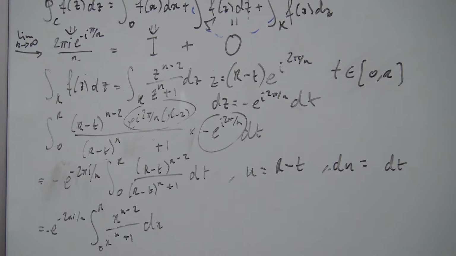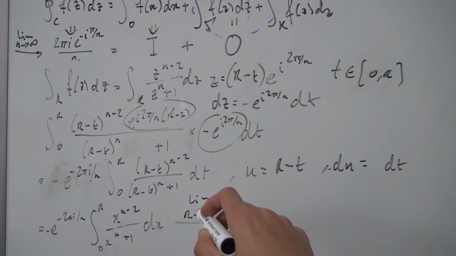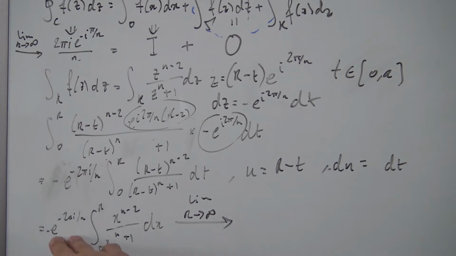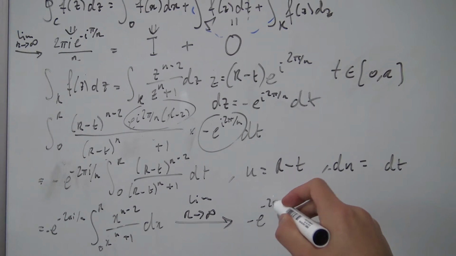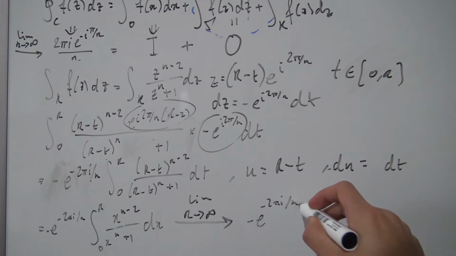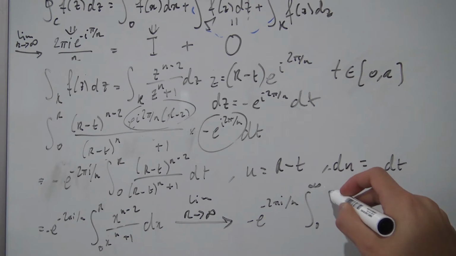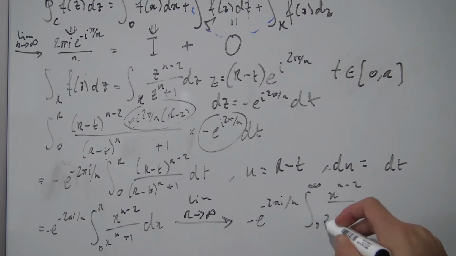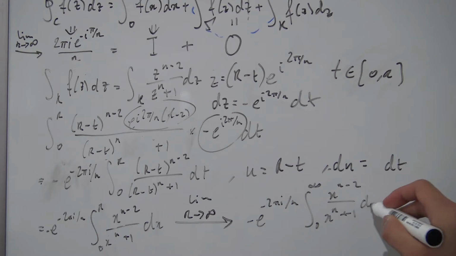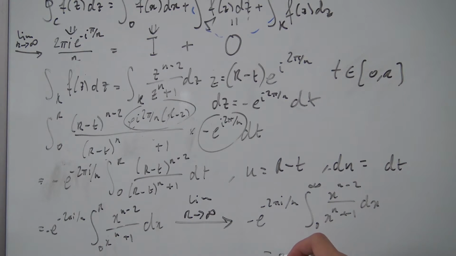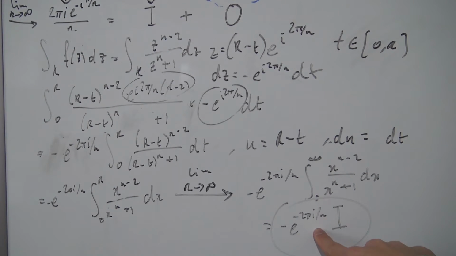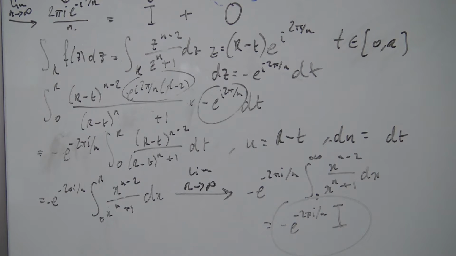So we might as well take the limit as our r approaches infinity now. Taking the limit as r approaches infinity, first of all, we have negative e to the minus 2 pi i over n, integral from 0 to infinity of x to the n minus 2 over x to the n plus 1 dx. And that's conveniently equal to this constant right here, negative e to negative 2 pi i over n times I. So this thing right here is the value of our integral over kappa. So let's write that into our final expression.